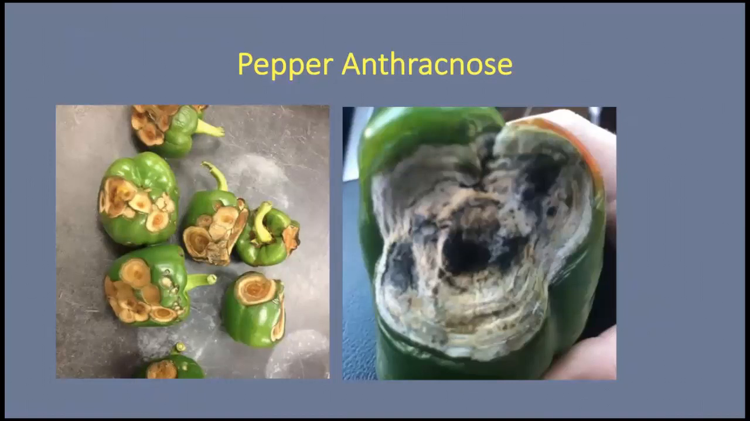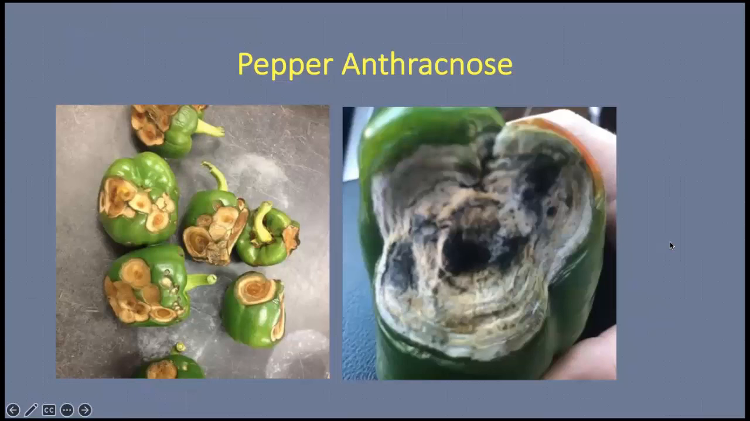Anyway, this is a fungal disease. Chances are, if you've grown pepper, you probably have seen this. You get these really wild looking lesions. Again, they have some rings to them. When it's humid outside, you'll actually see the fungus fruiting, so you actually see the sign.